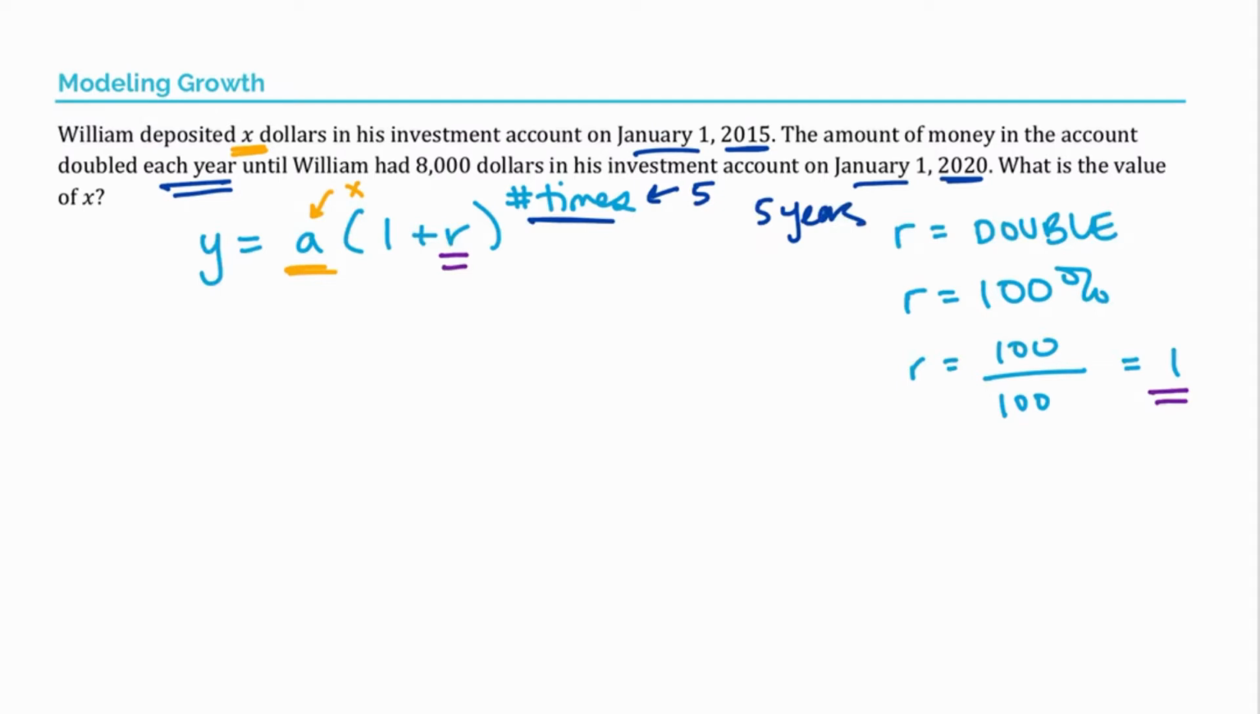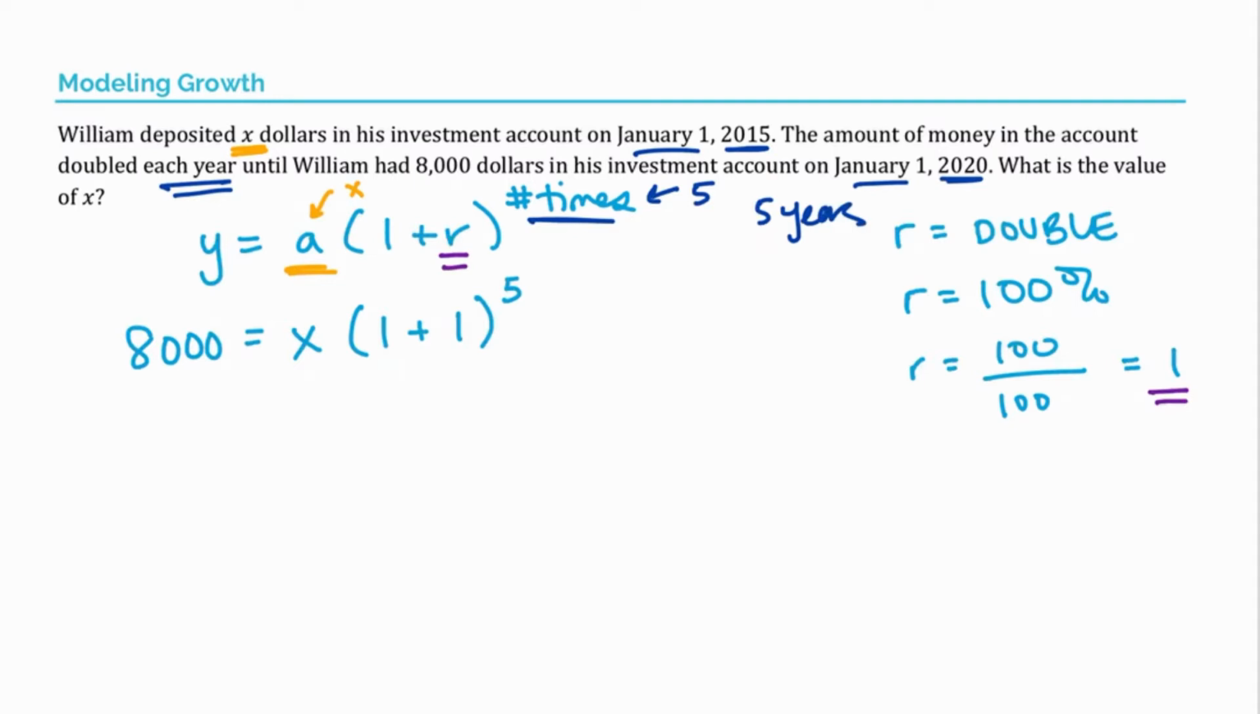Okay, there's a little bit more information that they've given us. It says the amount of money in the account doubled each year until William had $8,000 in his investment account. That means that the final amount of money he has is $8,000. The initial amount of money he has is X. 1 plus, remember when we're doubling something, that R is 100%. So it's the same thing as 1 being raised to the total number of times that we see a change, which is the 5 years.